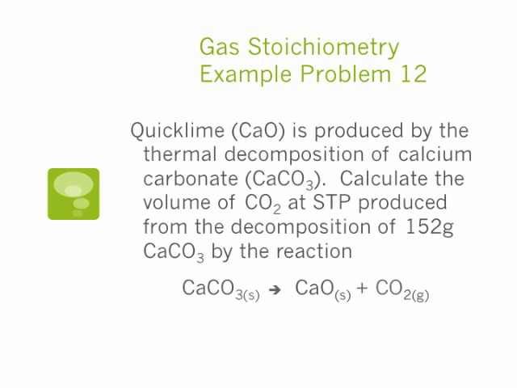Let's try another one that is a little more involved. This is example problem number 12 from your example packet and is worked out on page 195. Quicklime, or calcium oxide, is produced by the thermal decomposition of calcium carbonate. Calculate the volume of CO2 at STP produced from the decomposition of 152 grams of calcium carbonate by the following reaction. Again, I encourage you to try this problem on your own and pause the video.